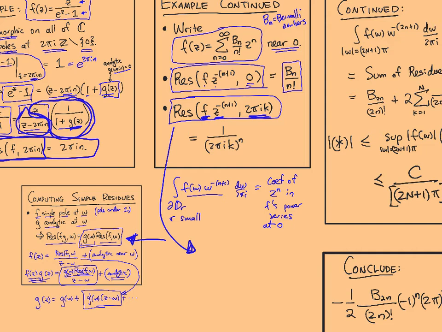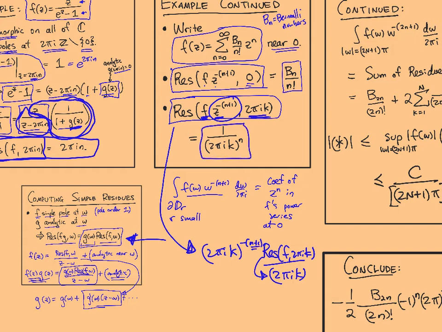So now I would just need the value of this piece at the residue. So I would have 2 pi ik to the minus n plus 1 times the residue of f at the point in question, which we already said was 2 pi ik. And so you get, there was an n plus 1 here, so you get 1 over 2 pi ik to the n. Okay, now we've computed all of these residues. Let's assemble them and get some interesting formulas.